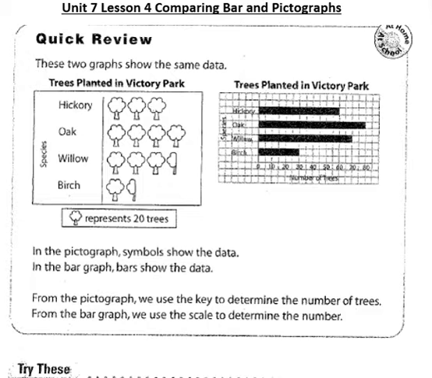We see a title, Trees Planted in Victory Park. You can have the same title over on the bar graph. Trees planted in Victory Park. Same information, right?